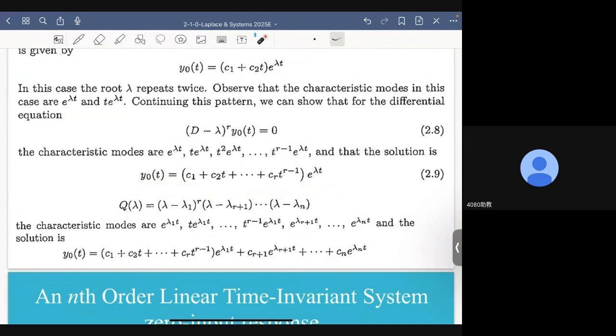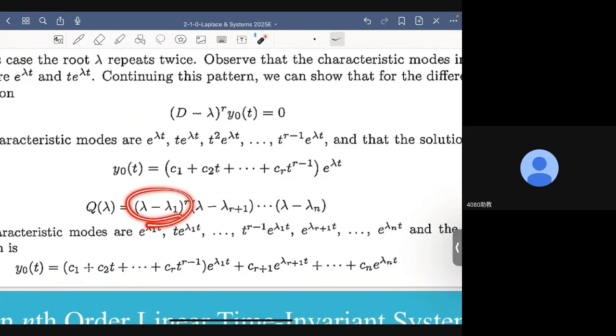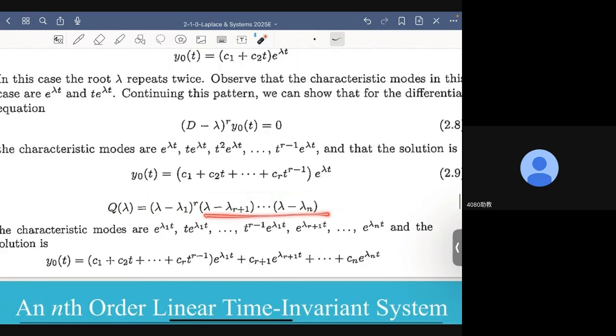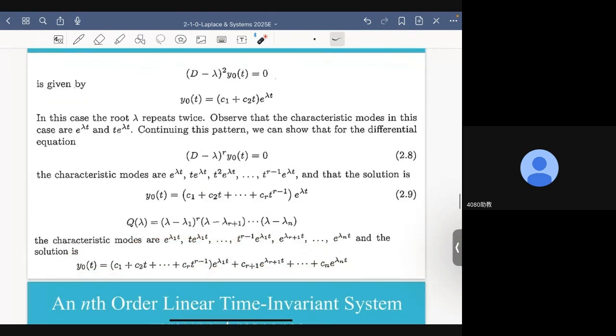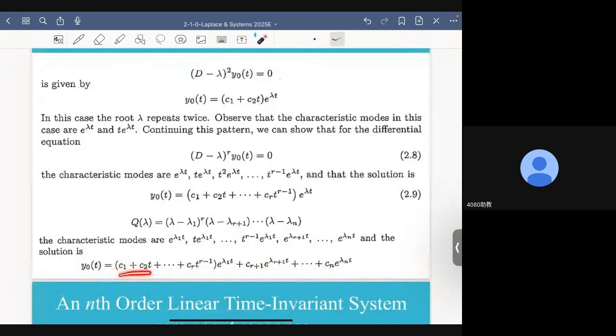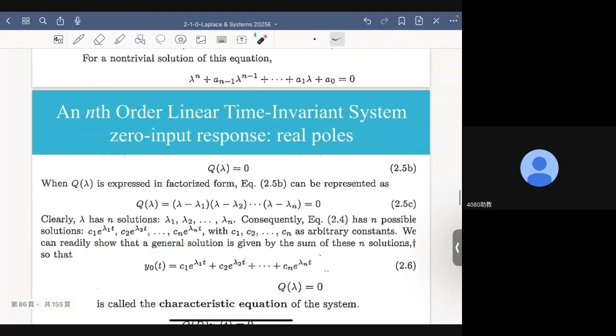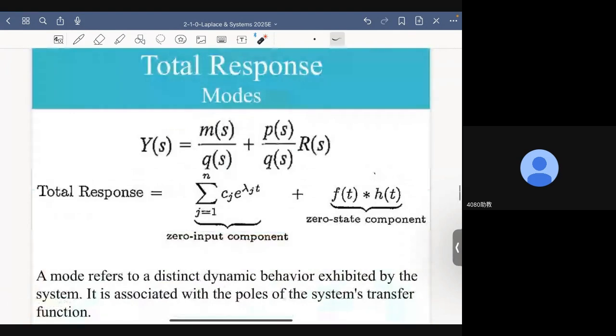Let's say now things are a little bit more complex. We have repeated real roots, and we also have distinct real roots. Doesn't matter. Eventually, because this is a linear system, superposition applies. Therefore, the final solution to this problem is this. Again, every single term appearing on the right-hand side of this equality represents a mode of the system. I hope this statement starts to make sense to you.